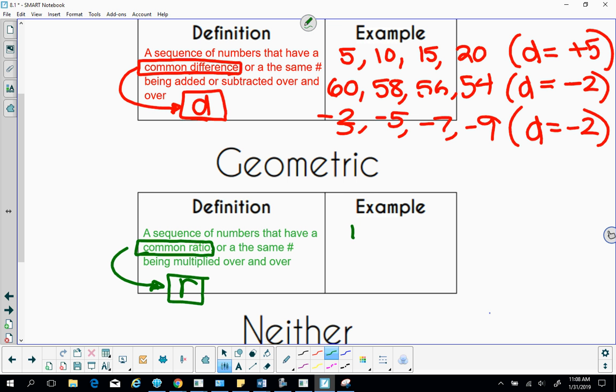I'll do 1, 3, 9. What would be the next one? 12? No, it's 15? Isn't it going by threes? 18. Is it adding or multiplying? Multiplying. So what's 9 times 3? But 3 times 4 is 12. Good point.